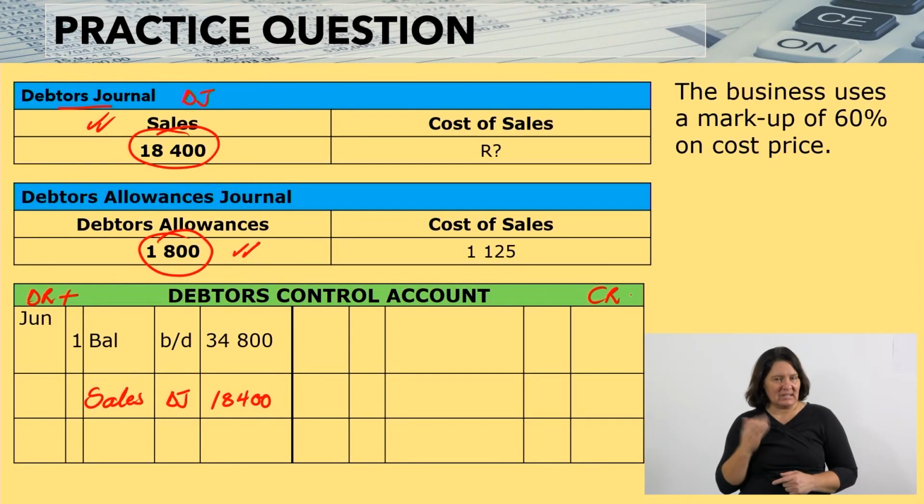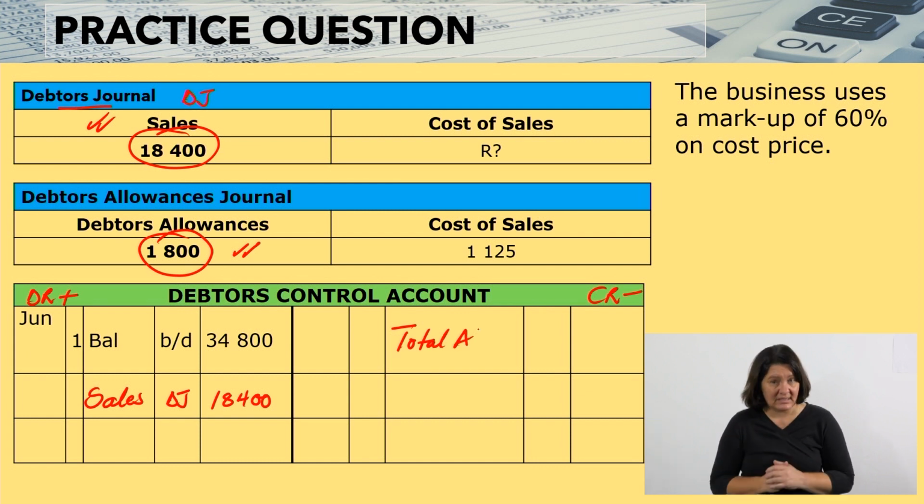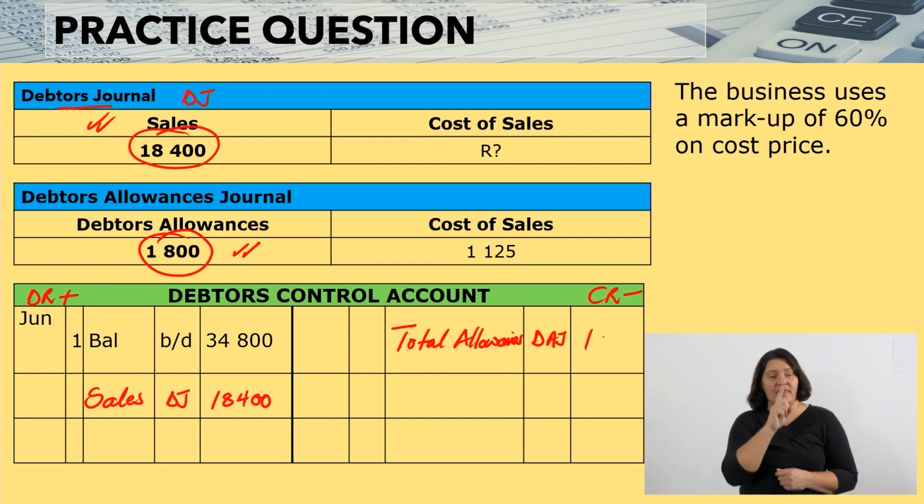I'll come to the credit side and I will now say, what am I looking for? My allowances. I'll now say total allowances. Total allowances. I'm posting this from which journal? From the DAJ. And my amount is 1,800. Dear learners, let's quickly move on to the next one.